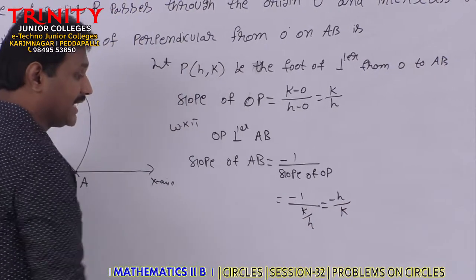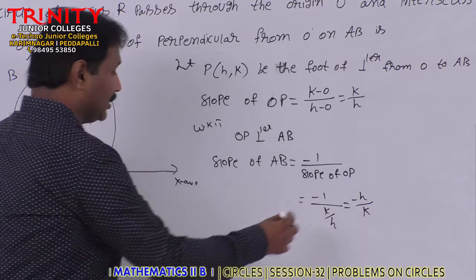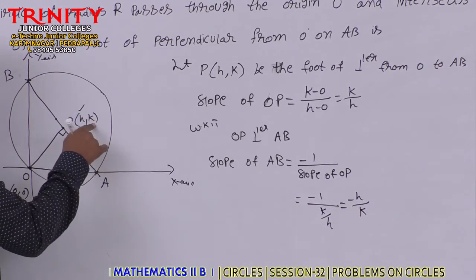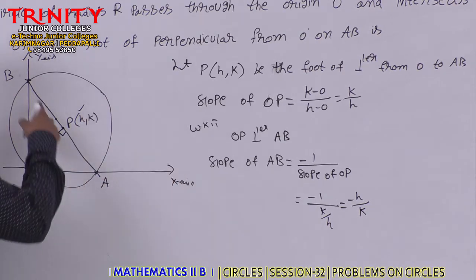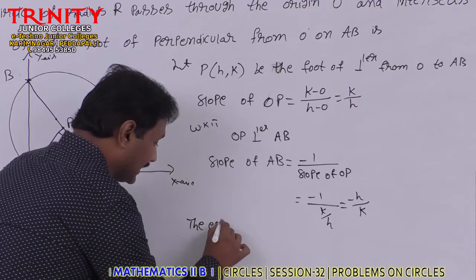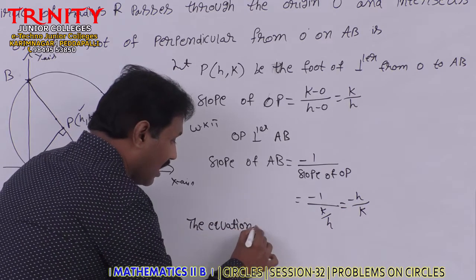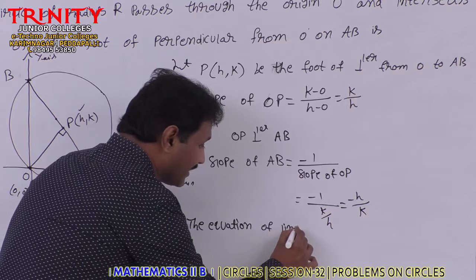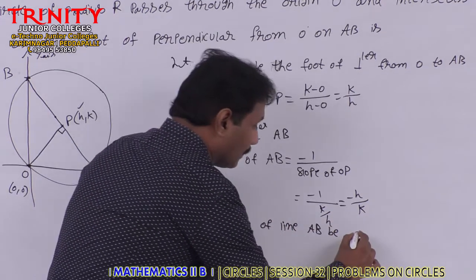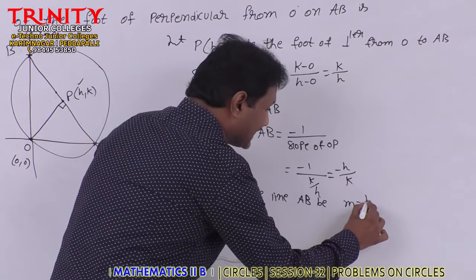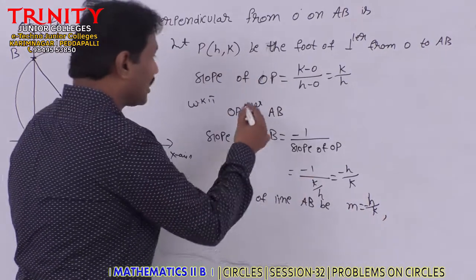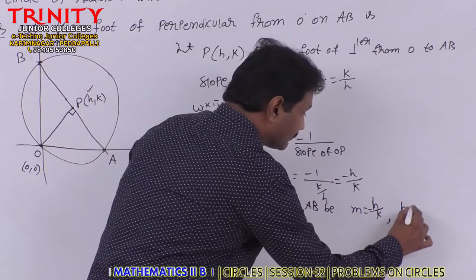Therefore, the slope of AB is minus h by k. Now we find the equation of AB, passing through the point P(h, k), which is known, and the slope of AB is known. The equation of line AB whose slope is m equal to minus h by k, and the point is (h, k).